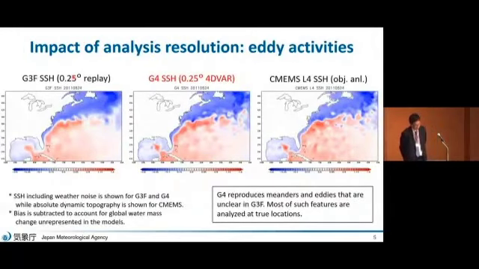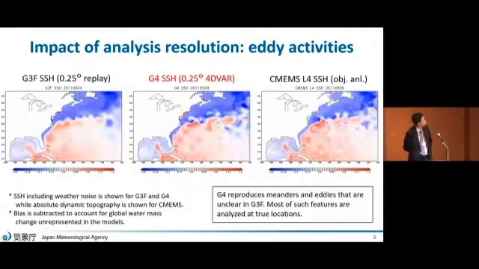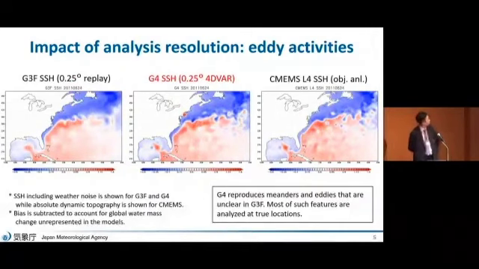So here is our result, impact of analysis resolution on eddy activities. The movie is not very smooth, but here, G4 reproduces meanders and eddies that are unclear in G3F on the left. And most of such features are analyzed at 2 locations, comparing to the objective analysis on the right.